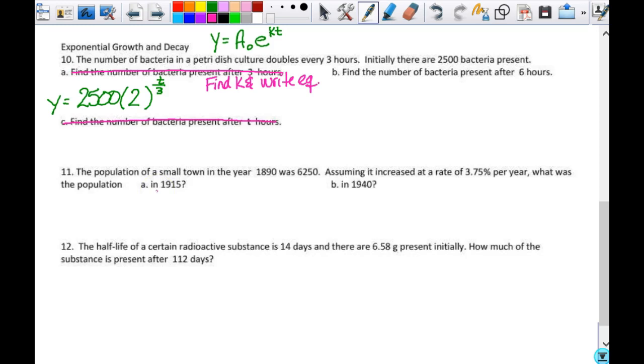It says the number of bacteria in a petri dish doubles every 3 hours. All right, so we start with how many? 2,500? That's your a naught, right? So we're going to start with 2,500.